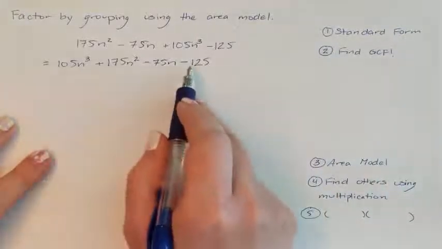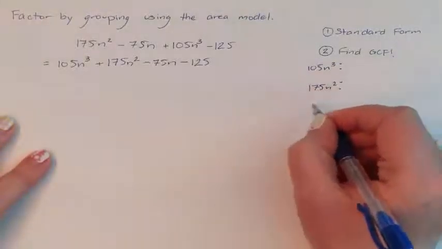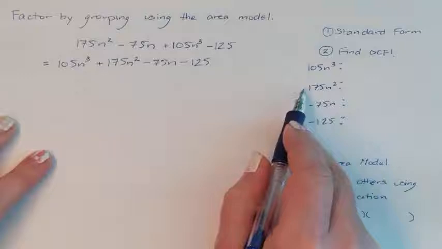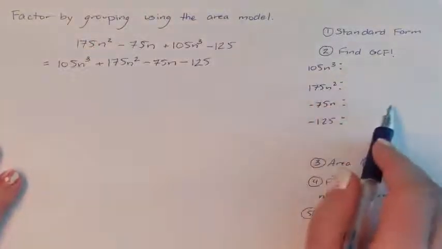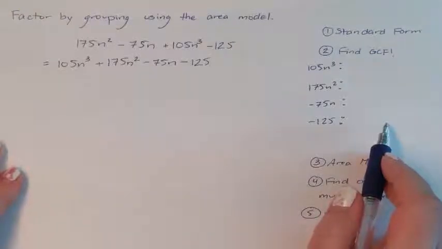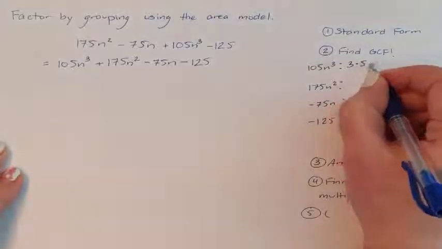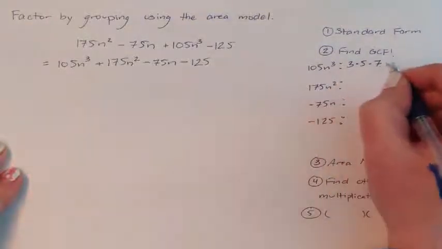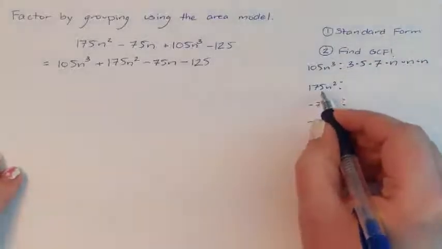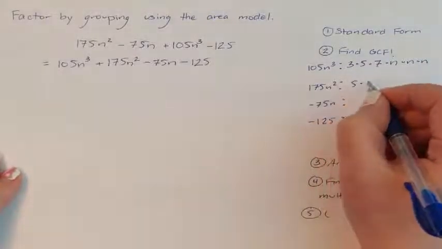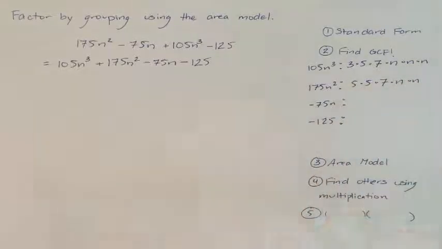There are 4 terms. If there are 4 terms, then I need 4 lists. So here are my 4 lists, and now I need to come up with the prime factorization of all 4 of these. You may end up needing to use a factor tree to find it. 105 is 3 times 5 times 7, and then n to the third is n times n times n. 175 is 5 times 5 times 7, n squared is n times n.